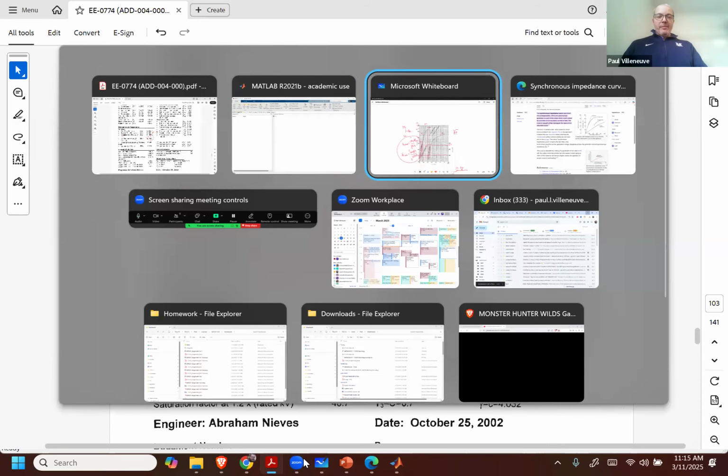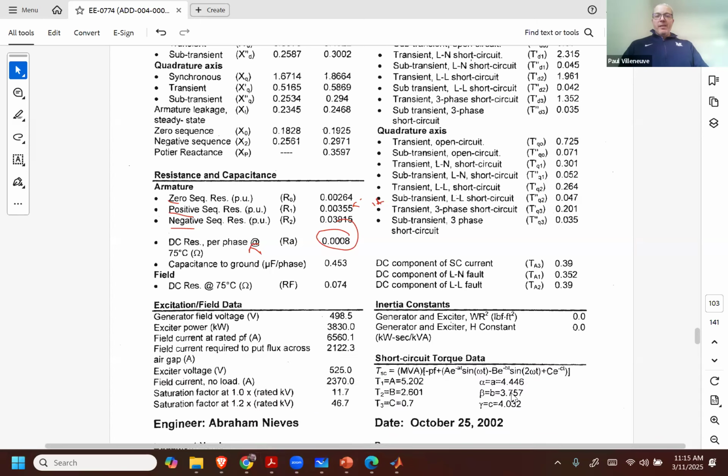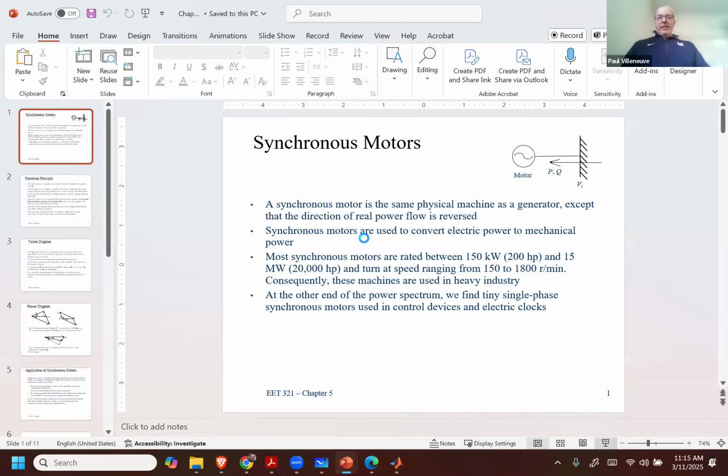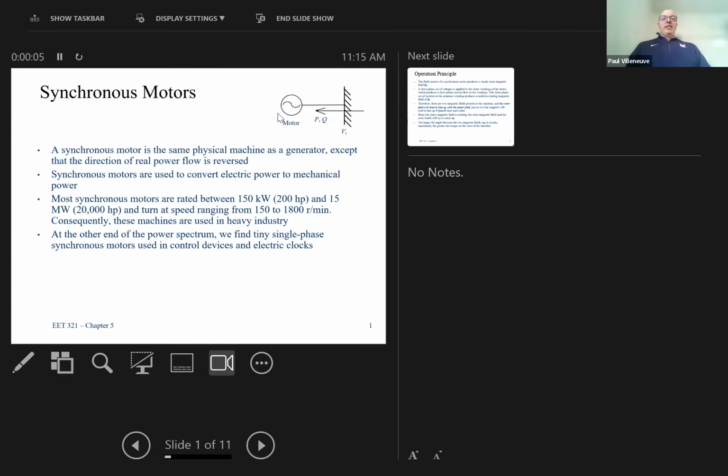All right, where is my PowerPoint? There it is. So we'll do a little bit of synchronous motors. I don't have a ton here, but then we have to talk about exam 2, because after this chapter, we'll have finished all we need.